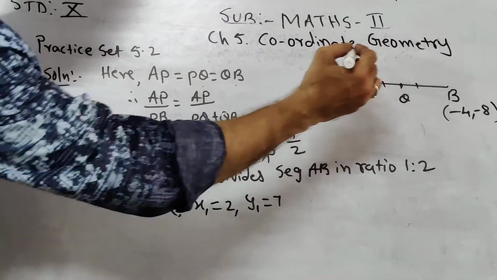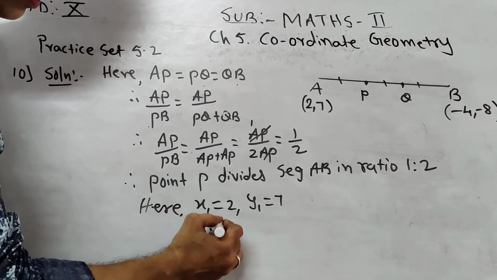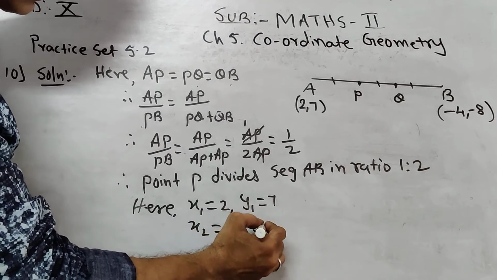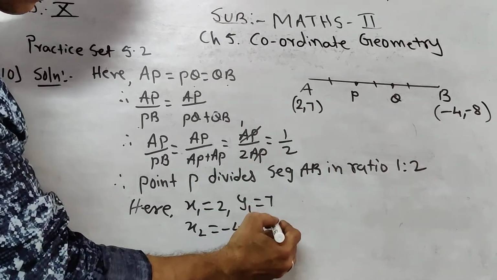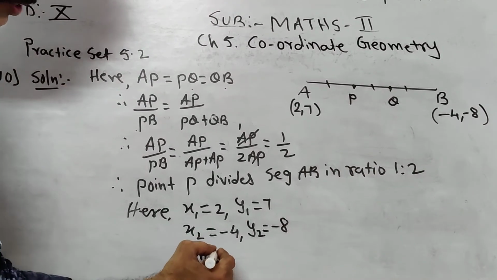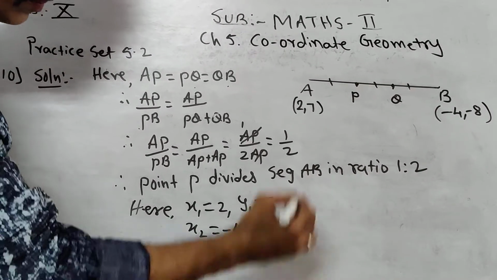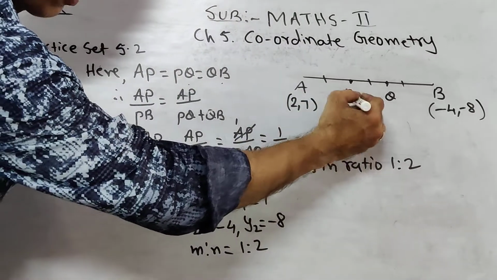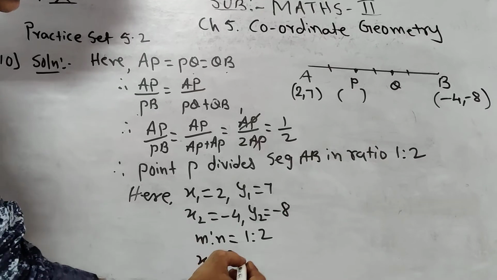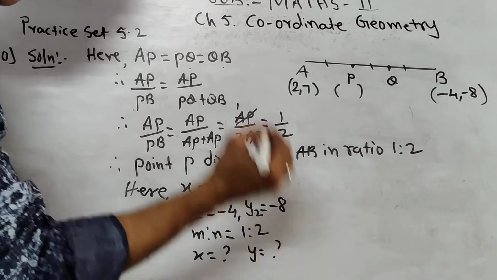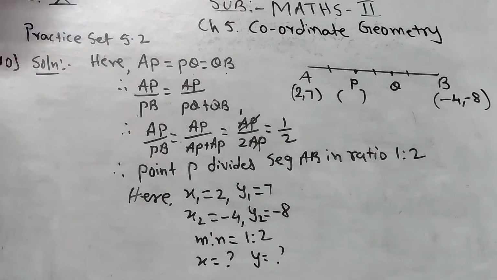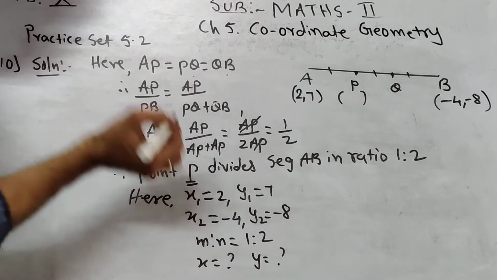Okay. x2 minus 4, y2 minus 8. M ratio N is 1:2. You have to find out the P coordinate. You have to find out x and y. Okay, you have to find out the P coordinates. This P coordinates we have to find out.